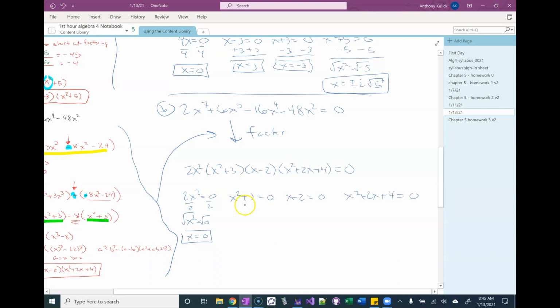x squared plus 3. Again, I'm going to solve this directly. You could use the quadratic formula on this. It's probably not much more difficult. But it's really basically the same problem that we just did a moment ago. So I square rooted both sides. That gave me the plus or minus because I'm square rooting a negative. That gave me an i. And the square root of 3 I can't do anything else with.